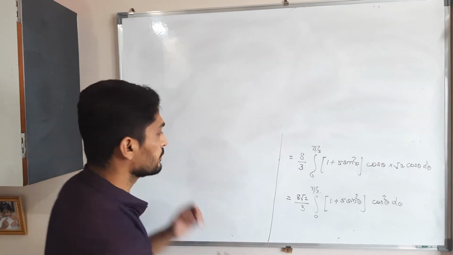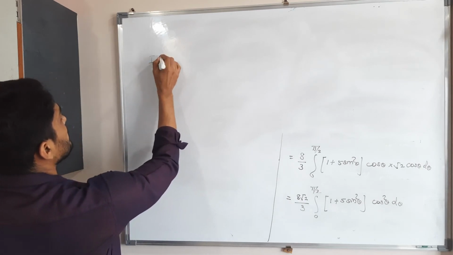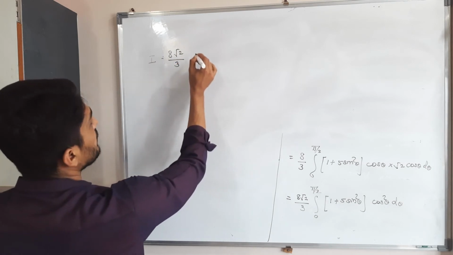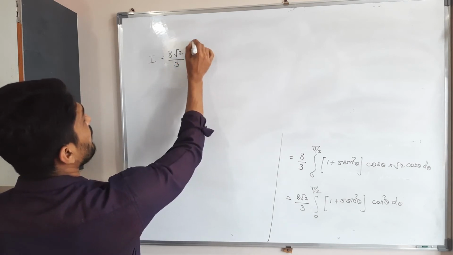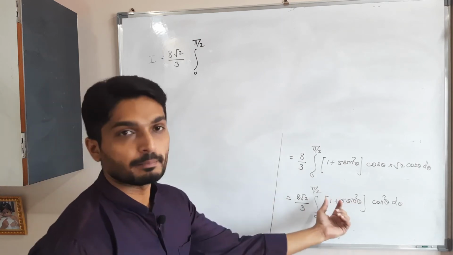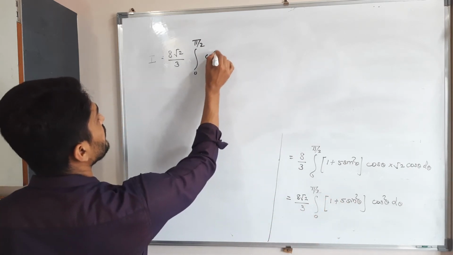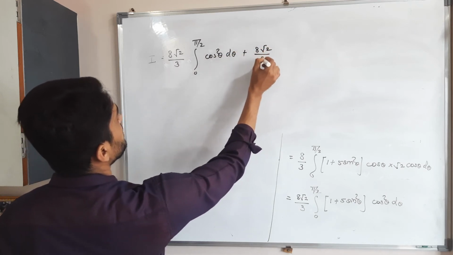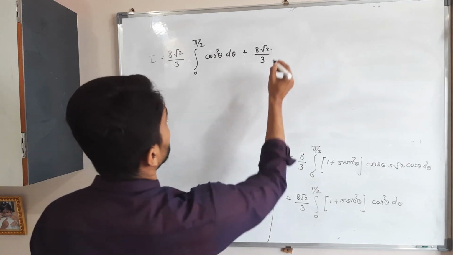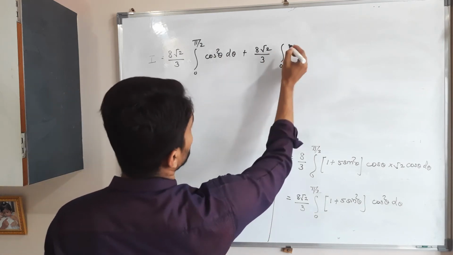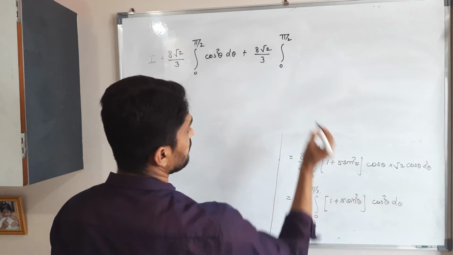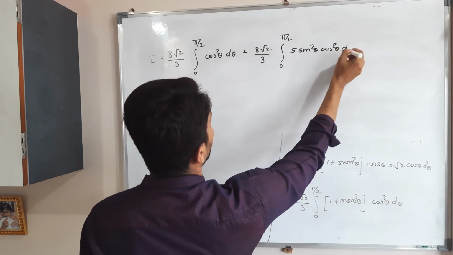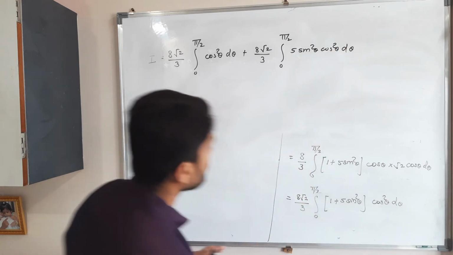Okay, so let us continue. So I is equal to 8 root 2 by 3, integration 0 to pi by 2. I will multiply, so 1 into cos square theta will give cos square theta d theta. I'm taking separate integrations since addition is there. So plus 8 root 2 by 3 integration 0 to pi by 2, and this 5 sine square theta cos square theta d theta. Okay, so I've done this now.